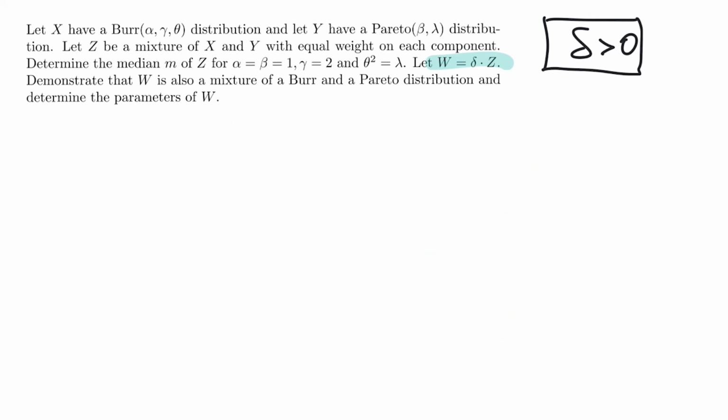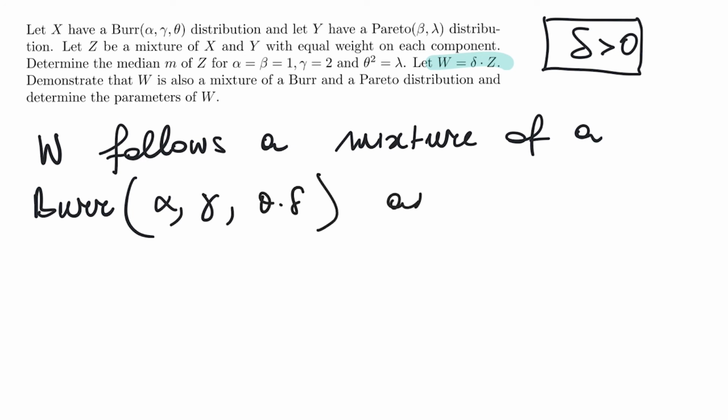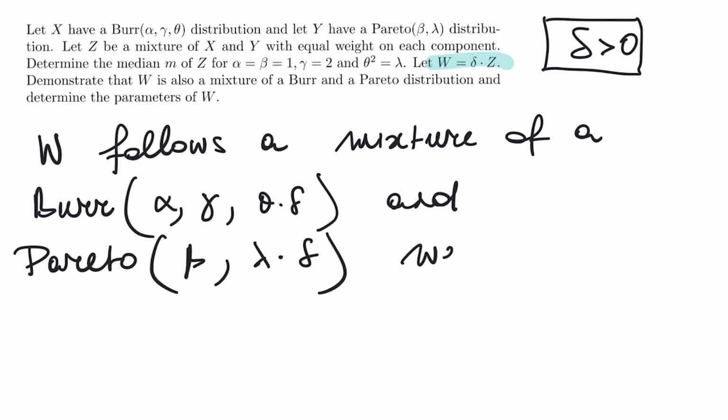So as a conclusion, we can say that w follows a mixture of a Burr distribution with parameters alpha, gamma, and theta times delta, and a Pareto distribution with parameters beta and lambda times delta, where the weights are again 1/2. So a 50-50 mixture. And this concludes the exercise.